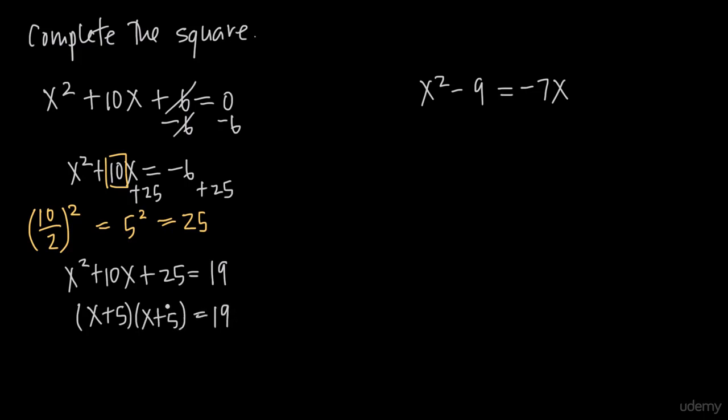Now, a couple things to note about completing the square. If you've done this correctly, you should get two identical factors. You'll never get two factors that are different. In this case, we got x plus 5 times x plus 5. Those factors are the same, and they always will be if you've completed the square correctly. Also, the factor that you're going to use, in this case we used 5, this factor comes directly from this value right here, 10 over 2.